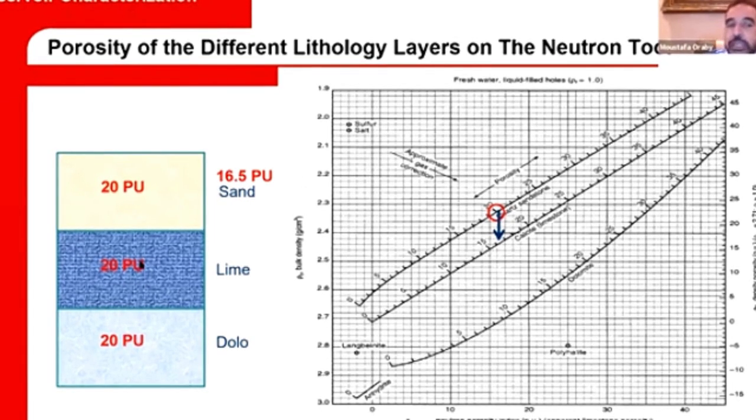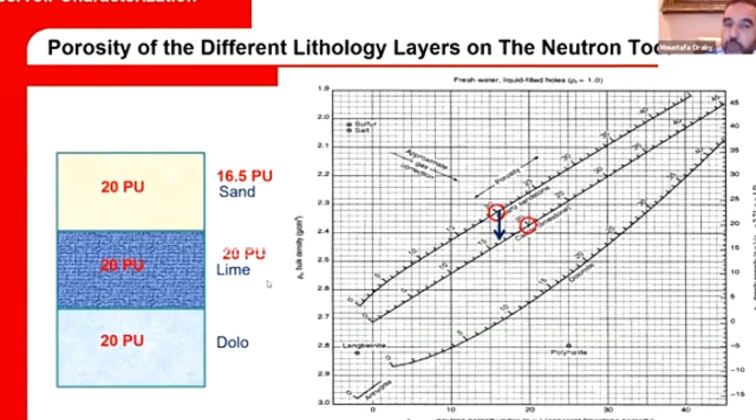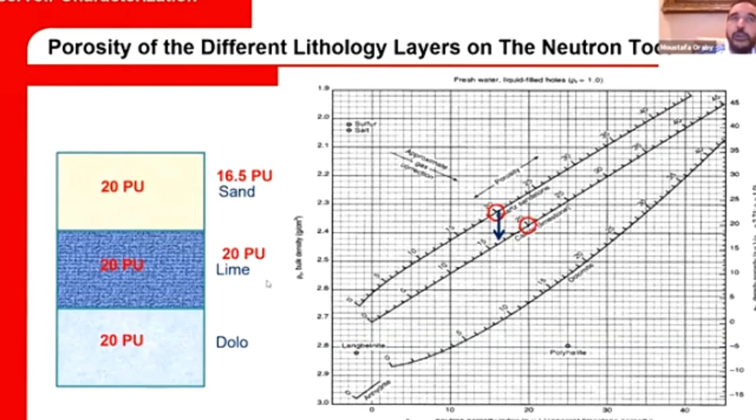Now, what's the second layer? It's limestone. Limestone 20 PU is here. Here is the 20 PU. Do I need to do any projection? No, it's limestone and limestone. Limestone and limestone will be on the limestone scale. So this one will be reading 20 PU. So the only one that it will read correct is the limestone on limestone scale. There is no difference.